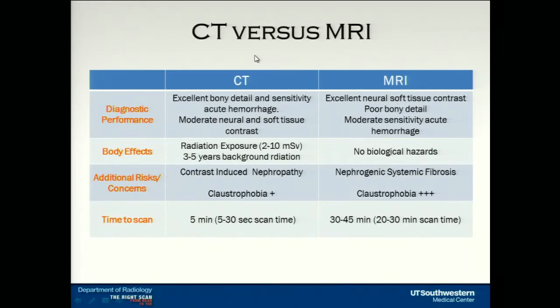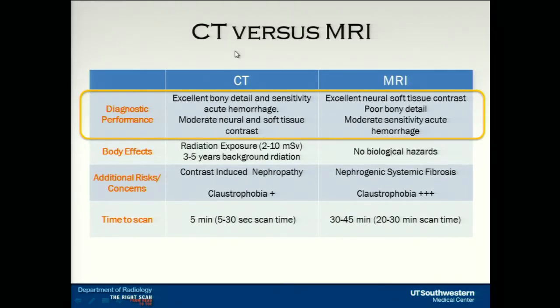If we do decide that our patient needs an imaging study, how should I proceed? There are several differences inherent to CT and MRI, but what really drives clinical decisions in most cases is diagnostic performance. We know that CT is a modality which is excellent for bony detail and sensitivity for acute hemorrhage, making it an ideal study for emergency patients. But it only has moderate neural and soft tissue contrast, so it really lacks significant specificity and sensitivity in many other clinical situations other than trauma or life-threatening immediate situations.